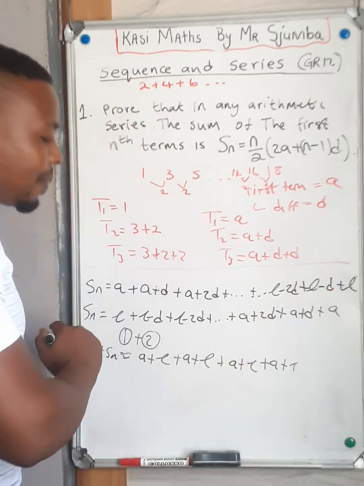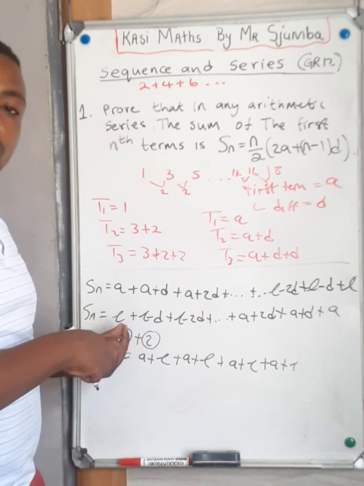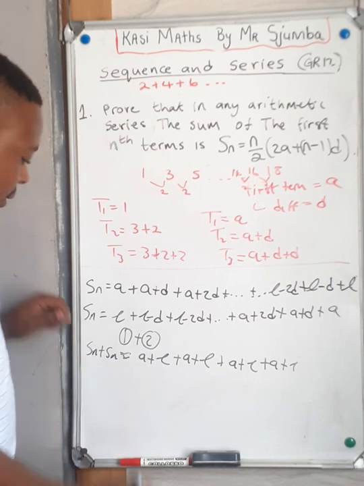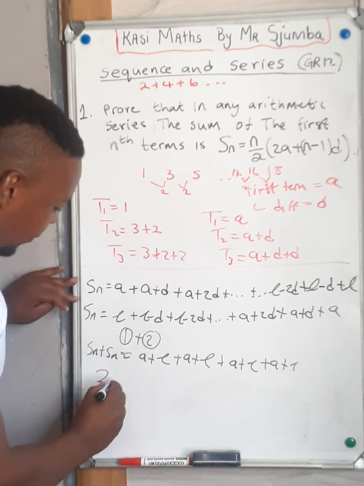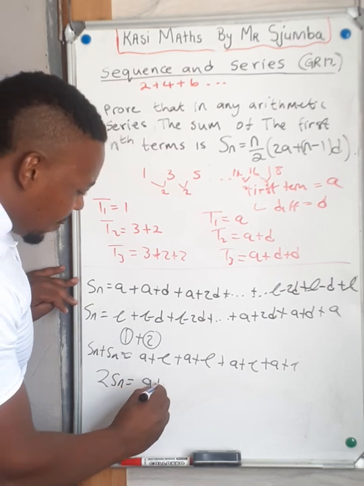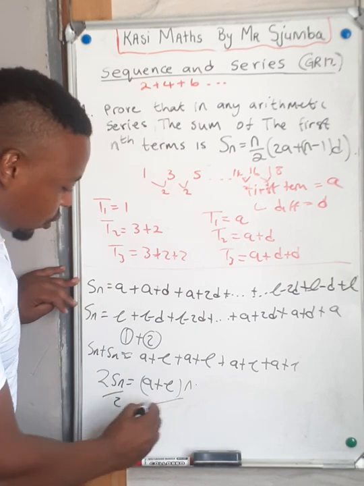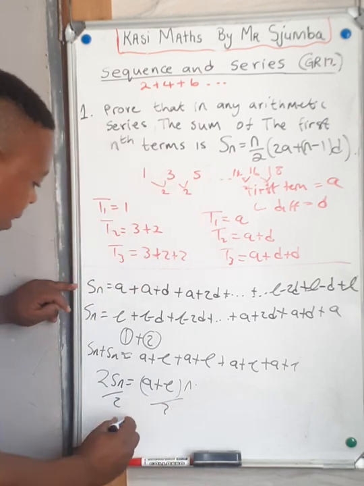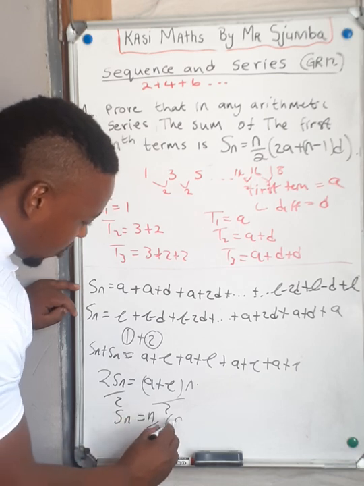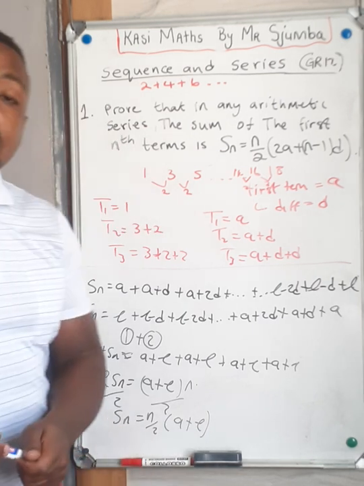So we have many a plus L's, no? Since we're looking for Sn, we have a plus L, n times. So Sn plus Sn gives us 2Sn, which equals a plus L, n times. Now we divide by 2, because if we solve for Sn, then Sn equals n over 2 times a plus L. So this is our formula.